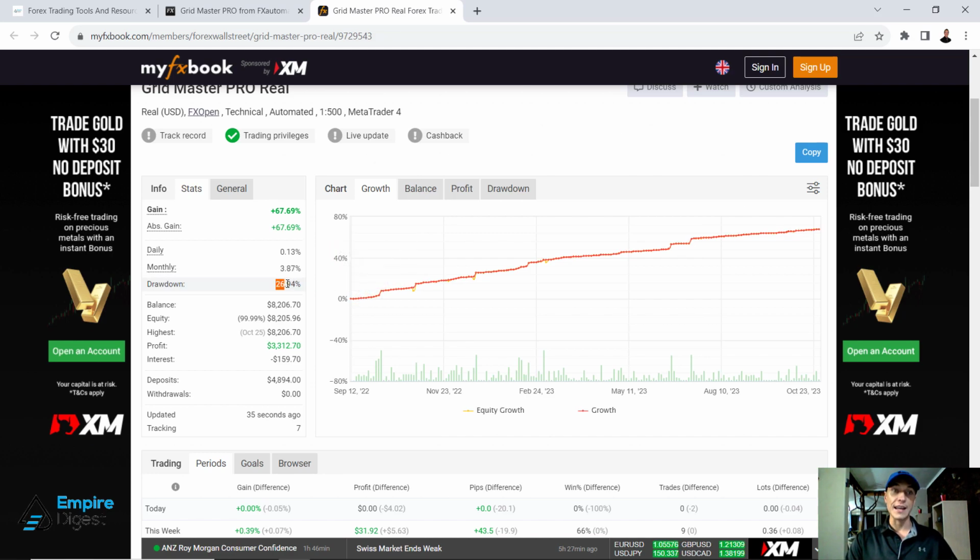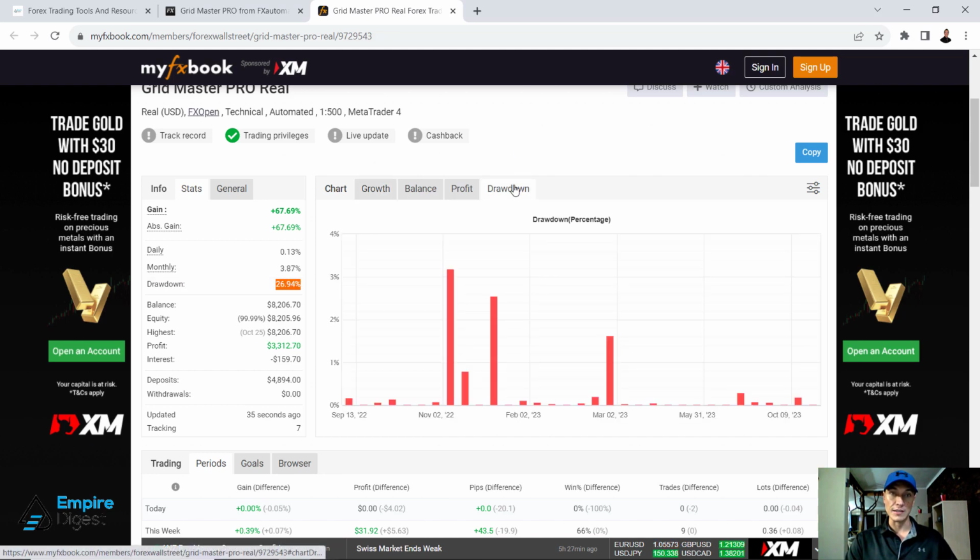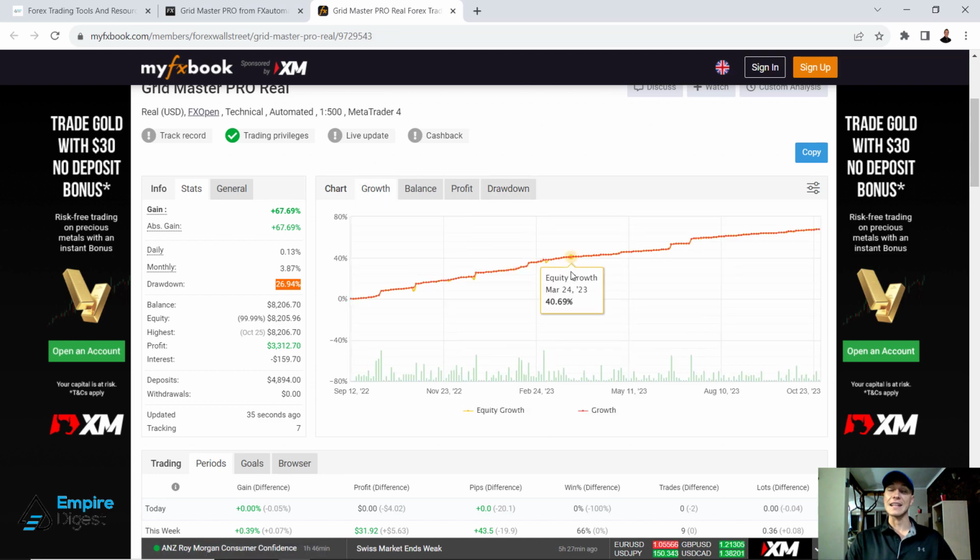Then the drawdown is sitting at 26%, and if you click on the drawdown tab, it's actually looking very good. I love that the lower the drawdown, the lower the risk, the better. So in this case, 3%, 2%, 1%, and then nothing, 0.2%, 0.18%. Man, that's nothing. That's really good. The actual growth chart is looking really good. The orange line and the red line are very on par, meaning the equity does not really separate from the actual growth, which is also a good thing.